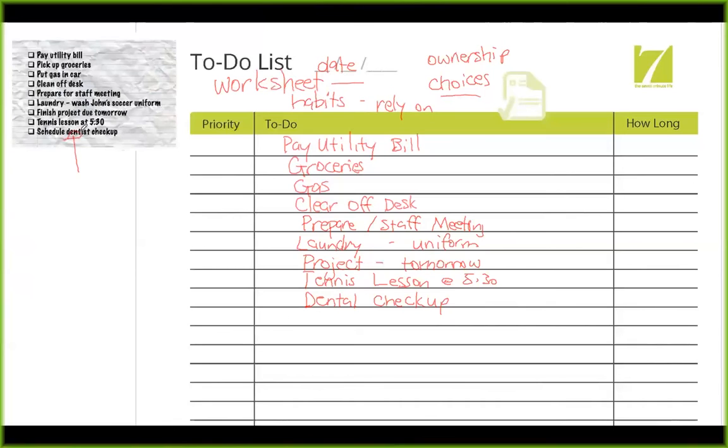Now, take a look at this list. Pay the utility bill, pick up groceries, gas, clear off the desk, prepare for the staff meeting, do the laundry, prepare for the project tomorrow, tennis lesson, and dental checkup. Here are a couple of questions I want to ask. Let's say that you're in business. What is missing from this to-do list?